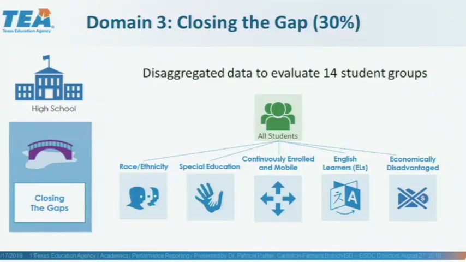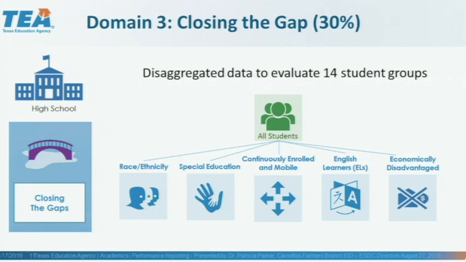So when we look into Domain 3, this is our closing the gaps, and this is where the state disaggregates data and looks at 14 different student groups and how they're performing. Each group only counts if there are 25 or more tests. So if we're looking at our Pacific Islanders, for CFB that does not count as a student group because there are fewer than 25 students that are Pacific Islander. But all of our race and ethnicity categories count there. Special education and students who are former special ed, so that's being looked at, how those students are performing.